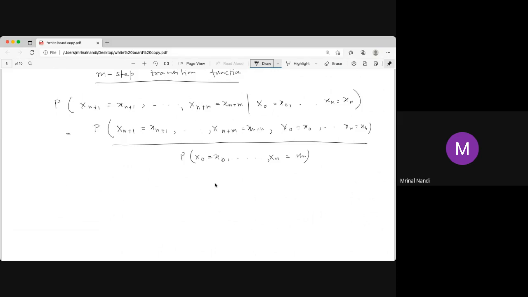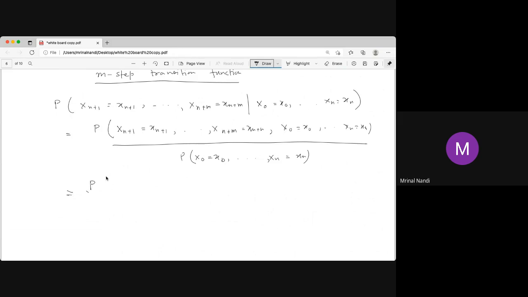Now what happened? Is this a product? We can't get the product because this is not a Markov chain. So we go with something like that.